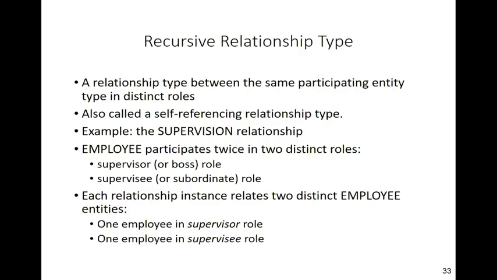Okay, so our recursive type, this is the unary, where we're talking about this relationship type between the same entity in a distinct role. So it's self-referencing. In our case, this is the supervision one. So employee participates twice in 2 roles. One is the supervisor, and the other is the employee who is being supervised. And the relationship is 2 distinct employee entities, depicting one in each role, depending on which way you are going through.